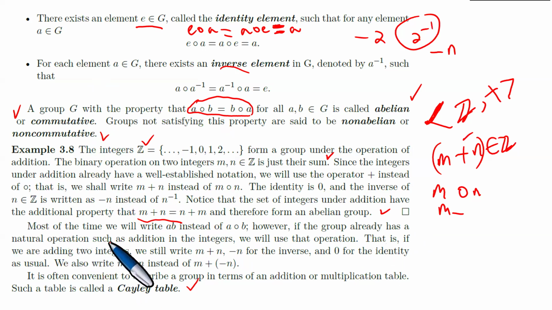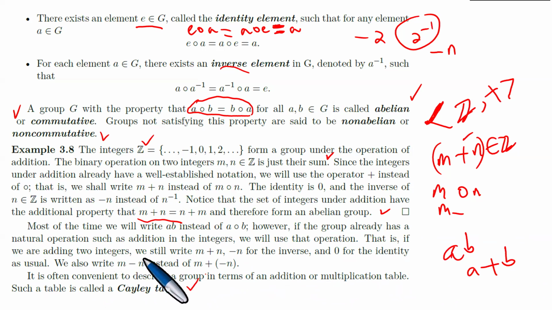Right, most of the time we'll write AB instead of the composition of A and B, just to understand that there's an operation there. However, if the group already has a natural operation, such as addition in the integers, we will use that operation. If we are sure what the operation is, then you can write A plus B. Otherwise, you can just write AB.